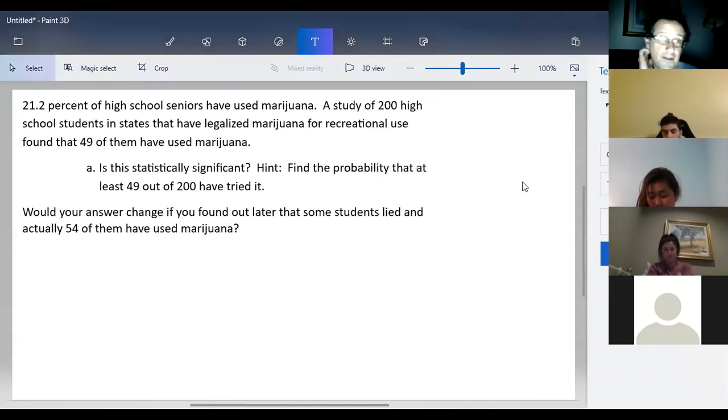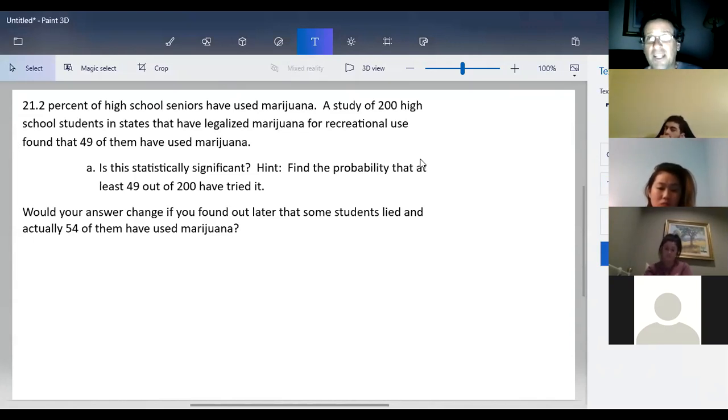Okay, so here's the question. 21.2% of high school seniors have used marijuana. It must be true because I read it on Google. A study of 200 high school students in states that have legalized marijuana for recreational use found that 49 of them have used marijuana. Is this statistically significant? And the idea is we need to find the probability that at least 49 out of 200 have tried it. That's a typical study that people would make because they might be concerned. You know, is that an issue or maybe it's not an issue? Does that make sense?